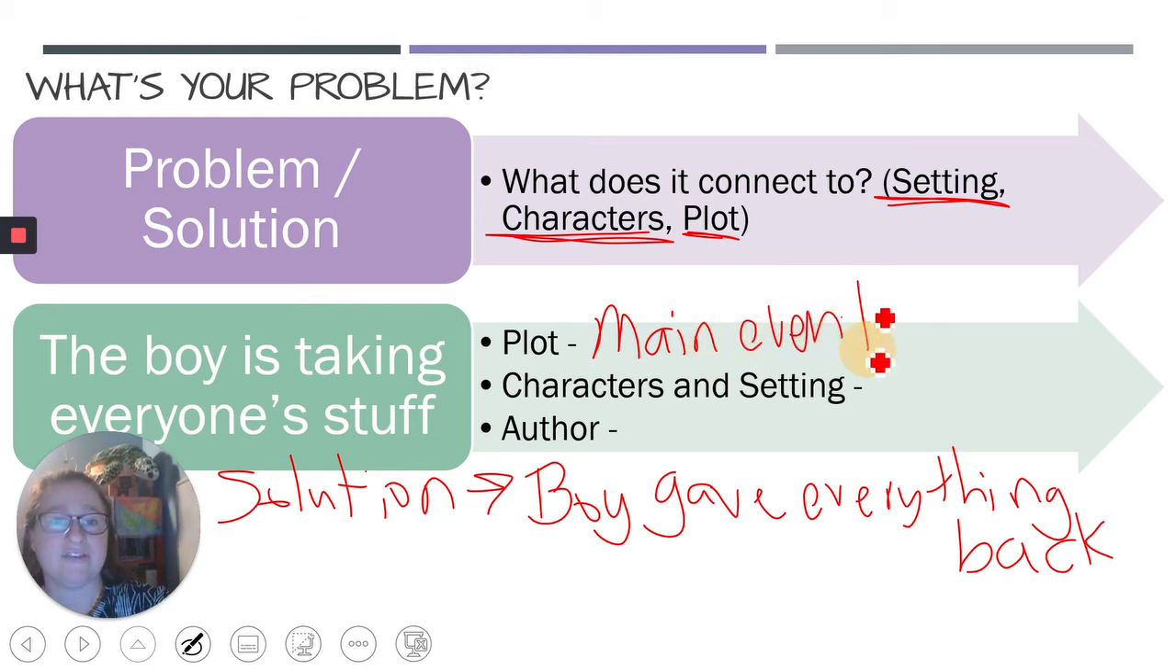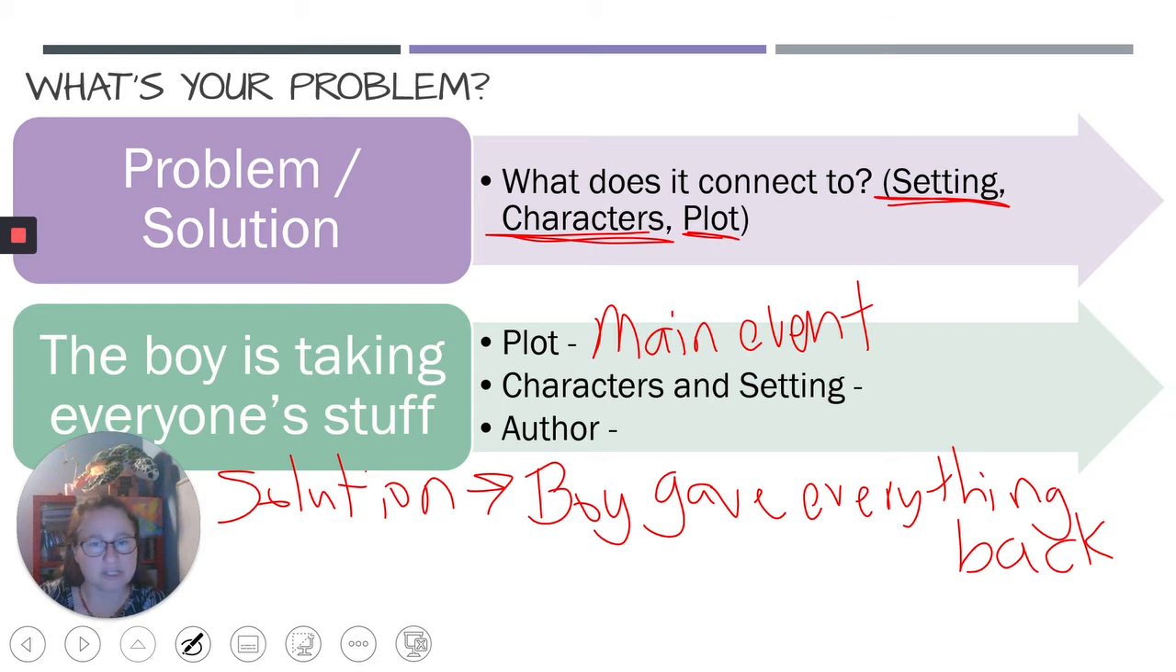The fact that the boy was taking everyone's stuff was the problem, and the rising action was him having to do all this work to give all the toys back so that he could get his backpack back. And he's given it back even though he doesn't want to. And you can see as he's giving it back, the story's getting more interesting. And that big solution moment is when he gets his special toy back. So that's the main event in the plot. Okay, well, that problem and solution was pretty important to the plot.